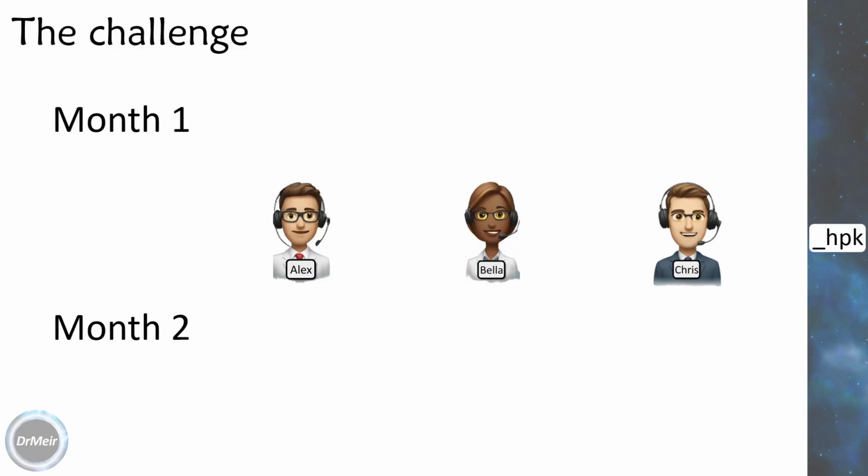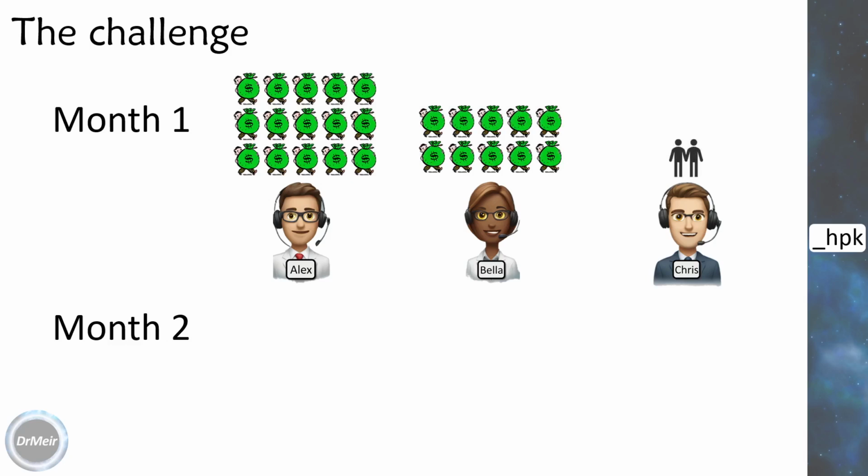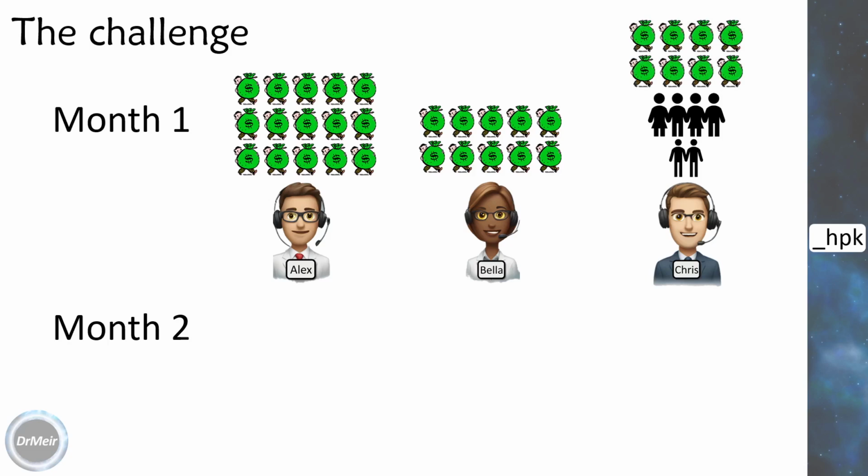So, suppose Alex, Bella, and Chris are a sales team. In their first month, Alex closed 15 sales, and Bella 10. Chris, on the other hand, had only 2 leads, neither of whom bought. But each of those leads referred 2 friends, who in turn brought 2 more friends who did buy.